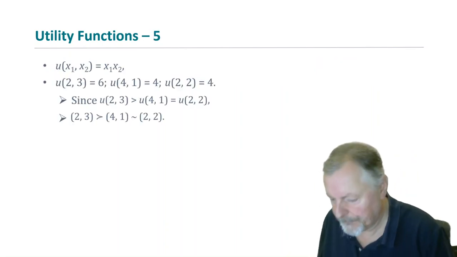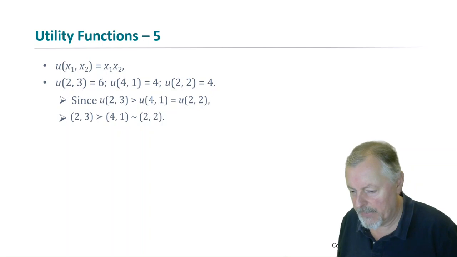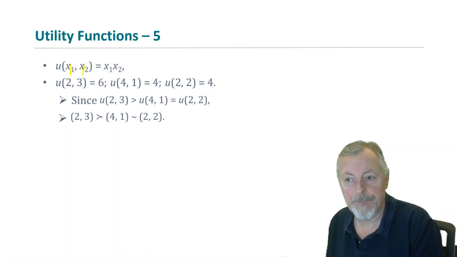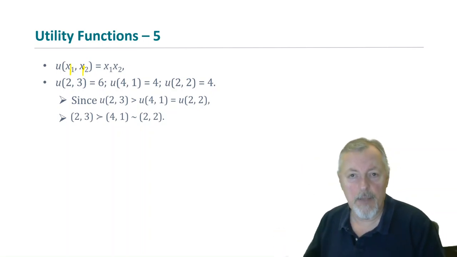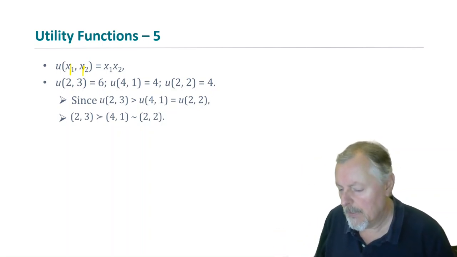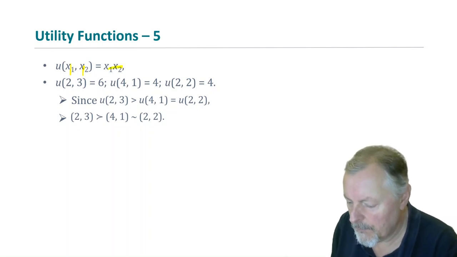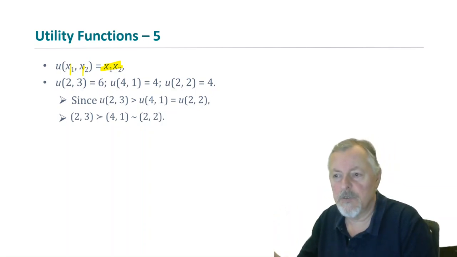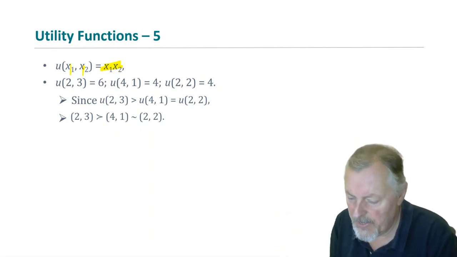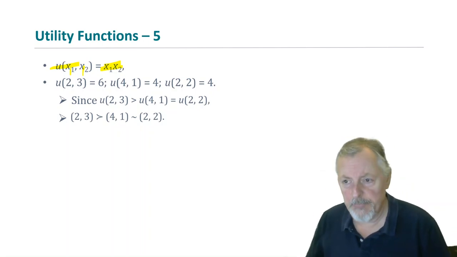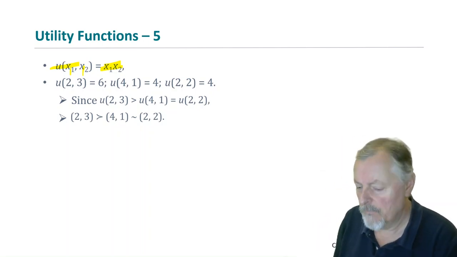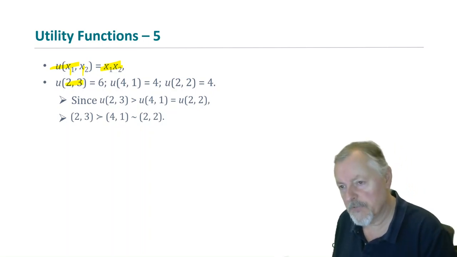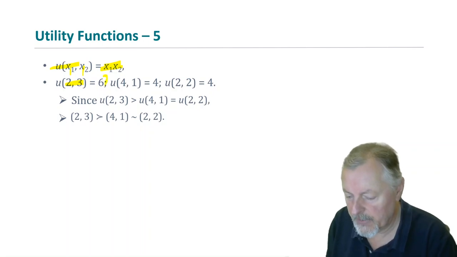Here's an example. Let's say that you have 2 commodities, x1 and x2. And let's say the utility function describing your preferences is this: x1 times x2. The number of x1 you have times the number of x2 you have yields a number, and that will represent your utility of that particular bundle. Okay, for this particular bundle, 2, 3, 2 units of the first, 3 units of the second, well, 2 times 3 is 6.